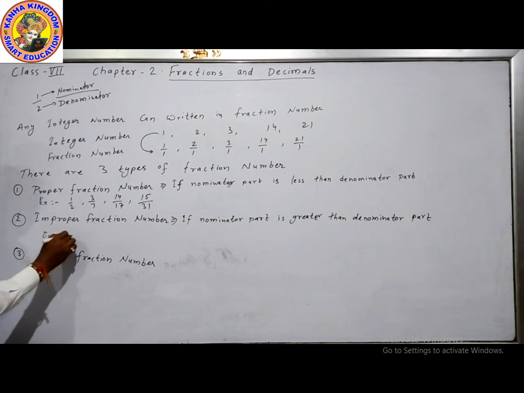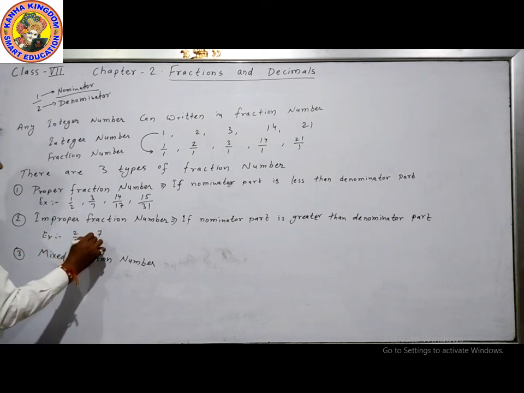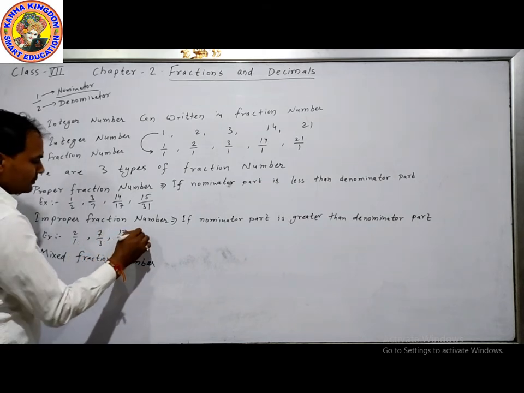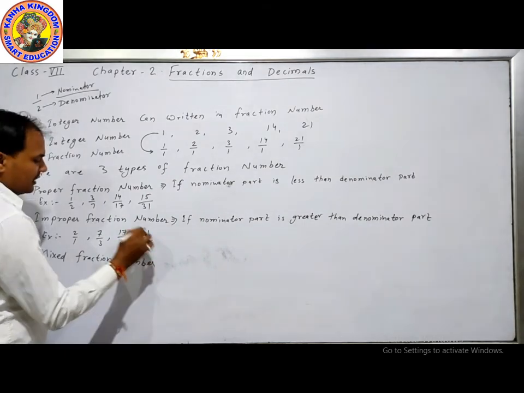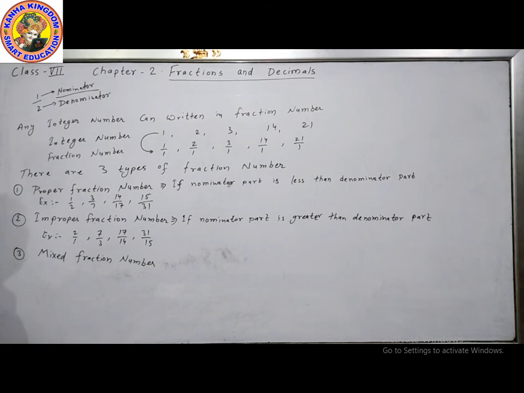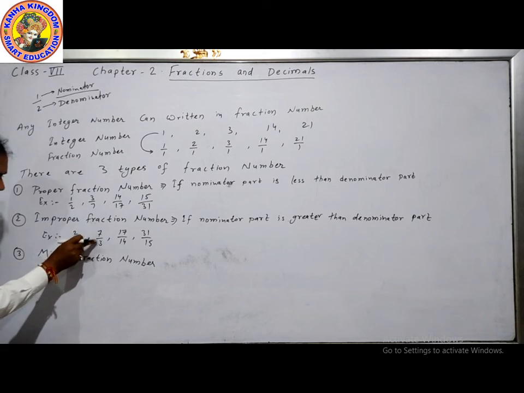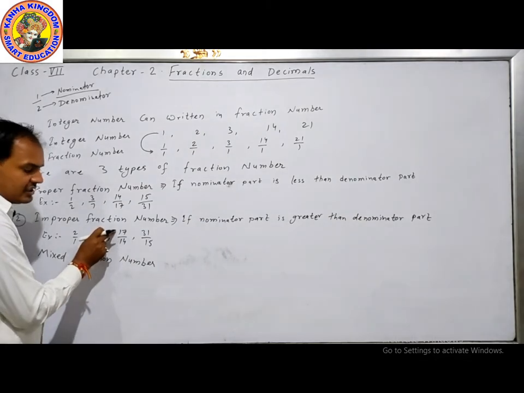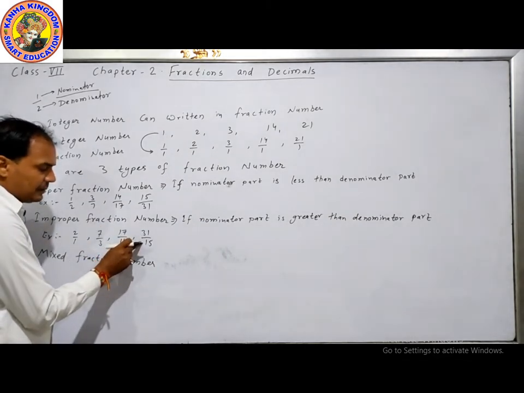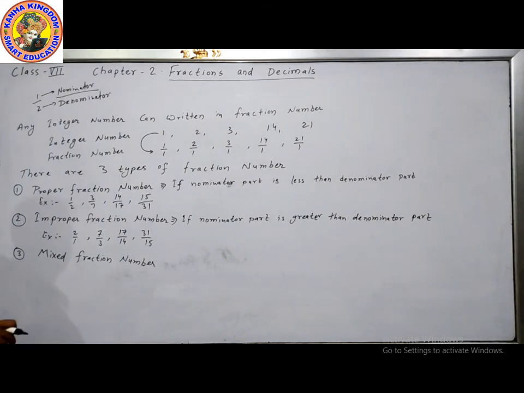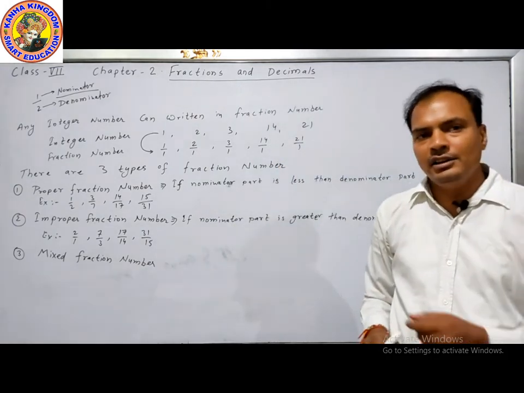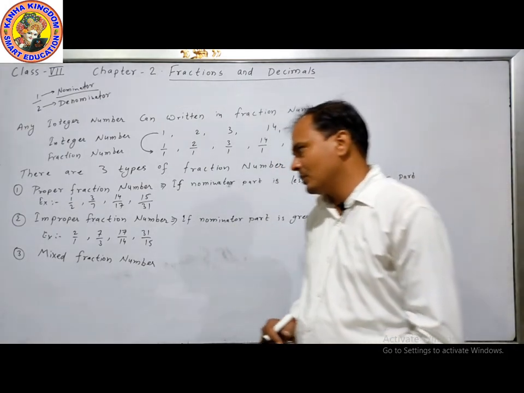For example, 2/1, 7/3, 17/14, 31/15. In this example, the numerator part is greater than the denominator part. 7 is greater than 3, numerator is greater. 17, 14, 17 is greater. 31, 15, 31 is the greater number. So when the numerator part is greater than the denominator part, it is called an improper fraction.